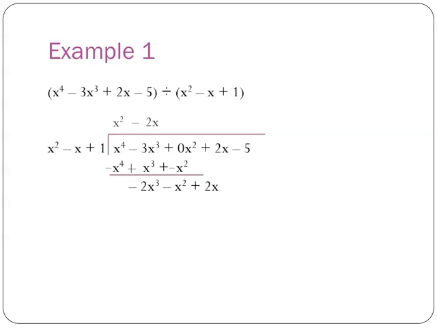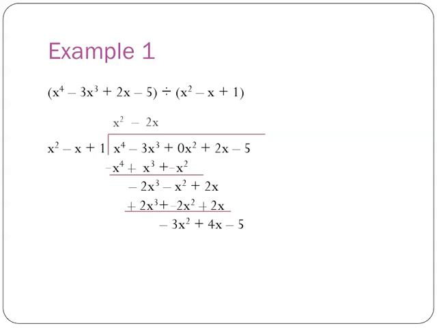So this will be negative 2x cubed plus 2x squared minus 2x. All right, now again we're going to subtract. So change all those signs and then combine. So now we have a negative 3x squared plus 4x, and we'll bring down the minus 5.